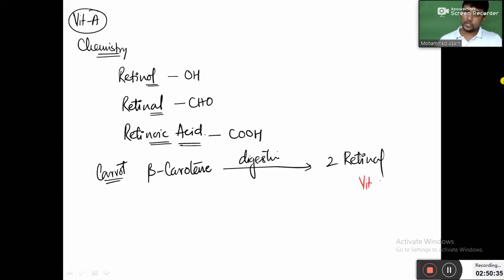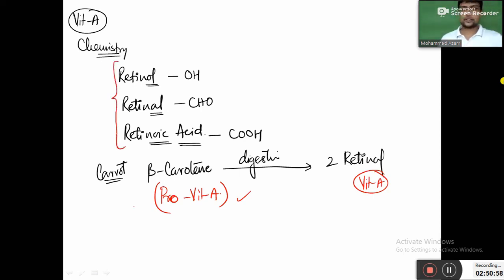Retinol is vitamin A, and in the MCA exam they have asked, yes, what is provitamin A? Okay, that is beta carotene. Why? Because we are forming vitamin A from beta carotene, so I can call it provitamin A. So that was a question in the exam. Provitamin A will be beta carotene. So that completes the chemistry part of this one, guys.